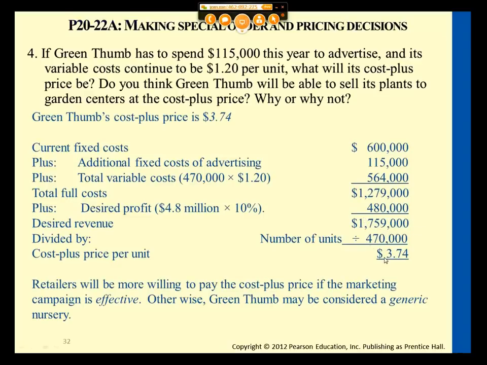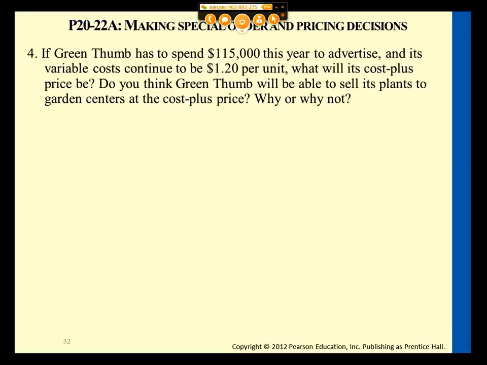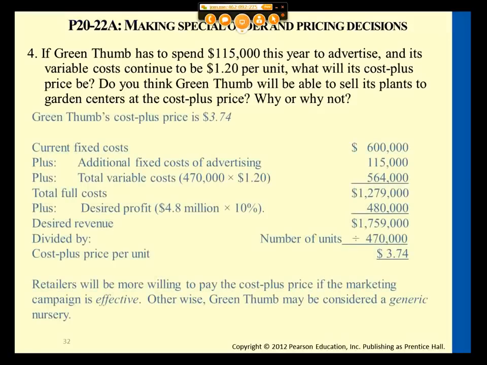That shows me that the cost plus price per unit should be 3.74. Now, not looking at that answer down there, if it's 3.74, are they willing or not? So our retailers will be willing to pay the cost plus price. The marketing campaign is indeed effective. Otherwise, just staying a generic nursery is good enough.